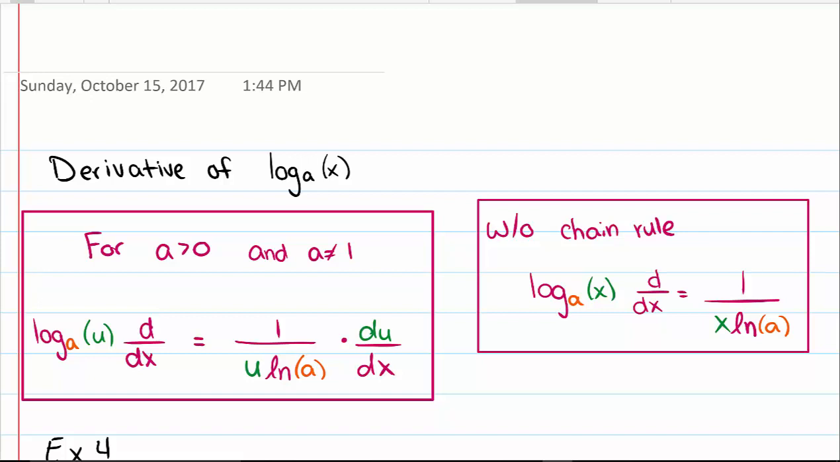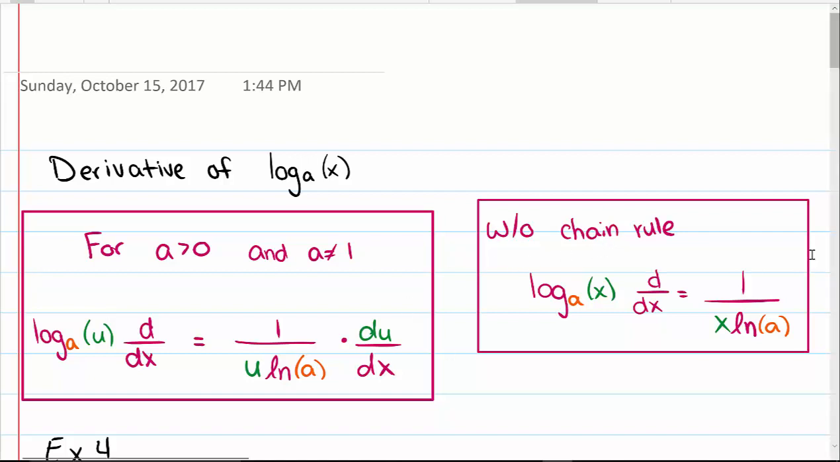One is by directly applying the chain rule. So what you're going to get is the derivative of log base a of u with respect to x is going to be 1 divided by u, this whole term goes right here, times ln of the base, ln of a, times the derivative of this inside function. So u would be something like x squared plus 1 or something like that. That's using the chain rule.